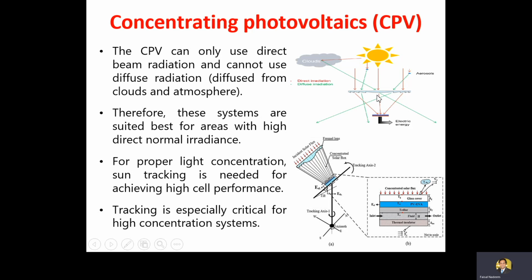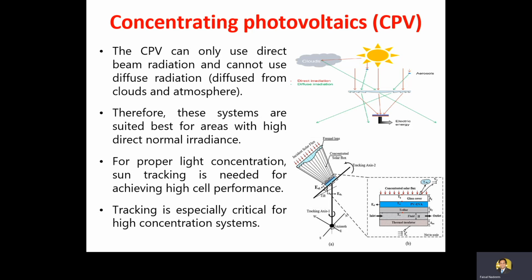Now, as these systems require direct beams for proper functioning, it is not possible for each geographical location to have that much direct normal radiation. Even if some geographical location has a good amount of direct irradiation, with the change in the times of the day, the direct normal irradiation also changes, or its intensity changes.